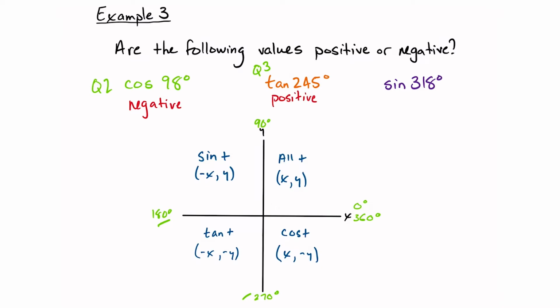So go ahead and try sine 318 degrees. Pause the video if you need more time. So we know that 318 degrees is in quadrant 4. And we know that sine in quadrant 4 has a negative value.